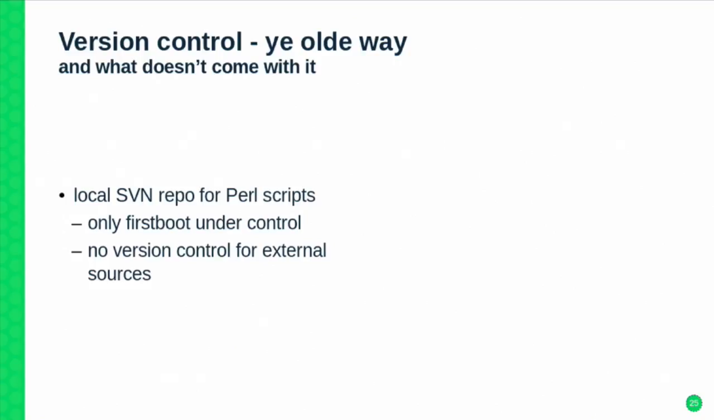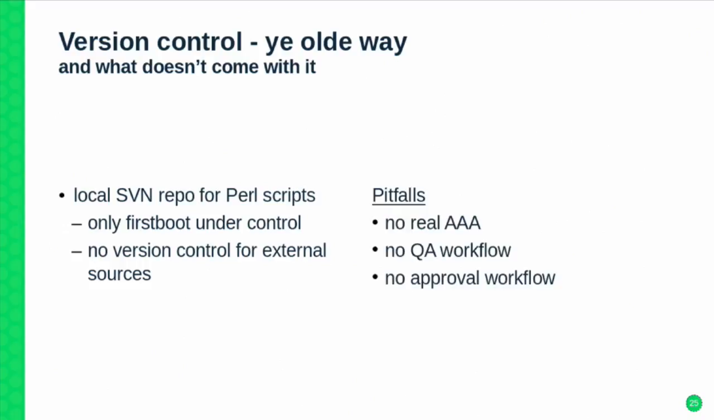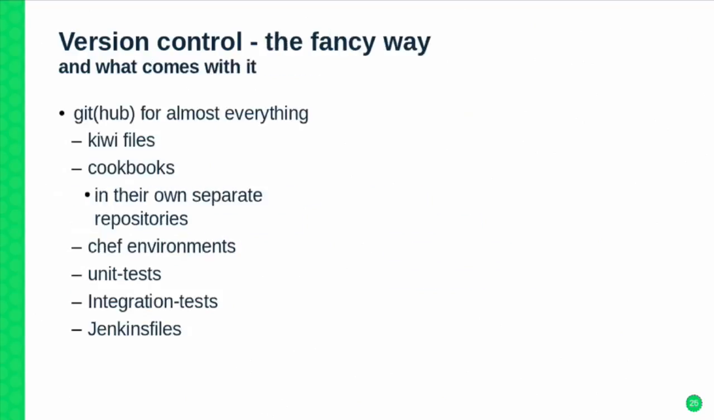Up to now, it was just a local SVN on the server where all the first boot scripts reside. In fact, only first boot and some subdirectories are really under version control, and we had none for external sources. The pitfalls here are that we've got no real AAA, authentication, authorization, and access control, which is kind of uncool. Also, we've got no QA workflow. The admin does the changes, checks them in, and they are live, because no one is there to approve them or check the quality of the code. We wanted to get rid of that, and we have done it with Git.